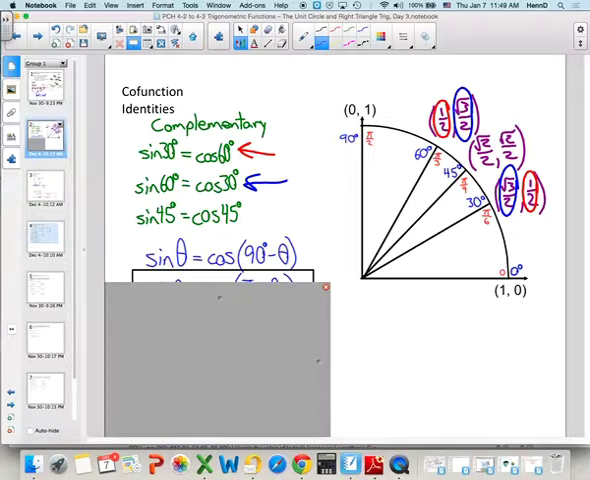The cool thing for us is that that doesn't just apply in the first quadrant. It applies no matter what theta is. If we deal with this in radians, it would be the sine of theta equals the cosine of pi over 2 minus theta.